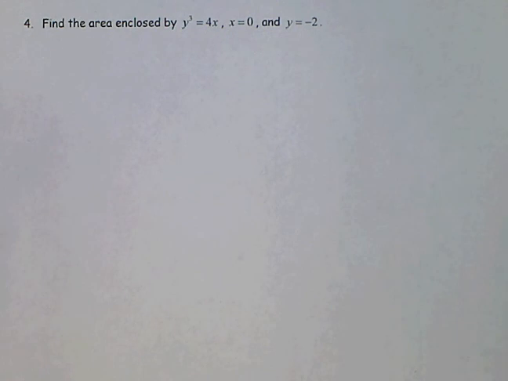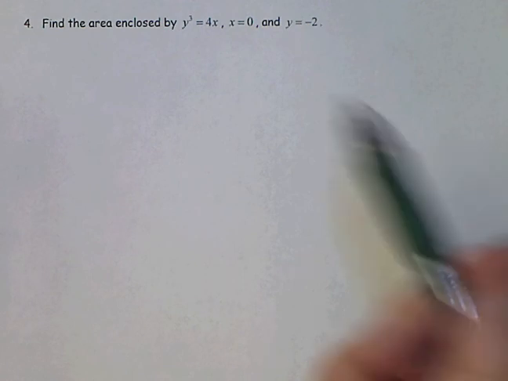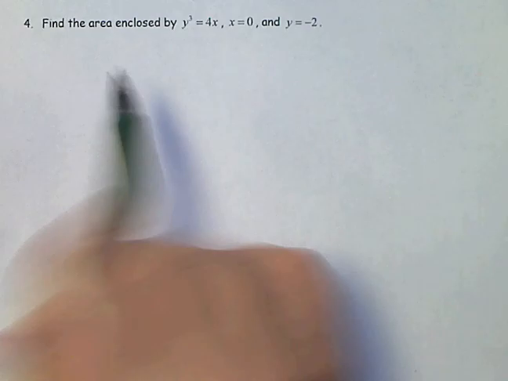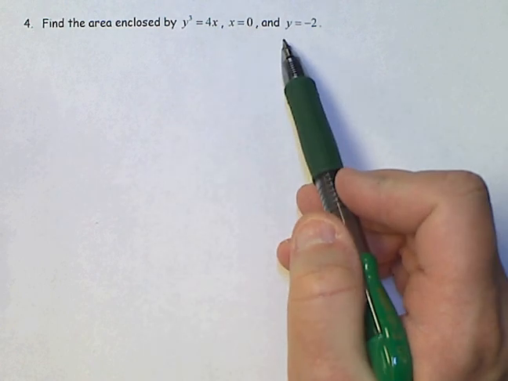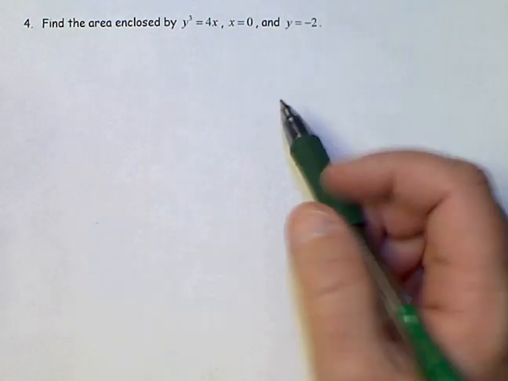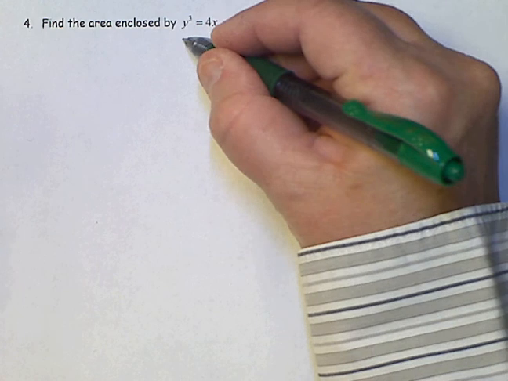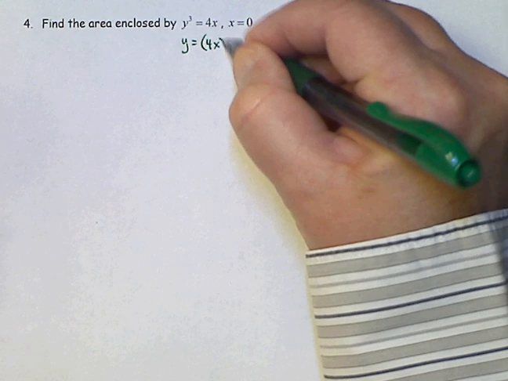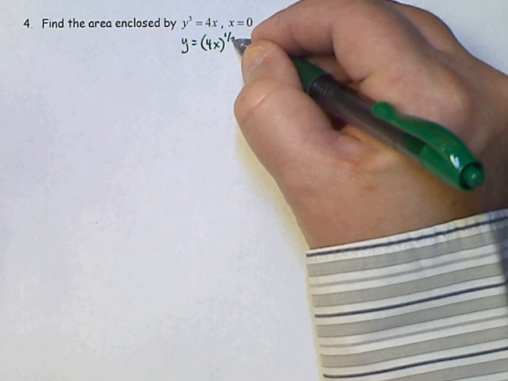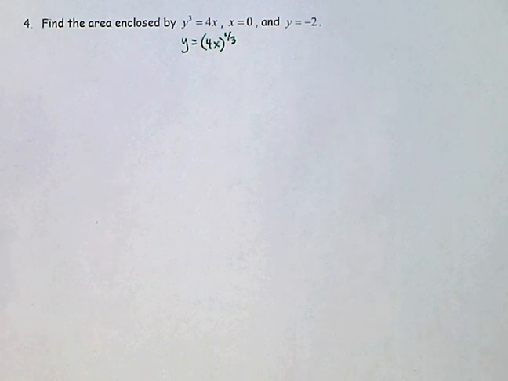Alright, the next example on areas in a plane is number 4. Find the area enclosed by y cubed equals 4x, x is 0, and y is negative 2. So, first thing, I don't know if you want to think about this as y equals the cube root of 4x. That might help you with that one.